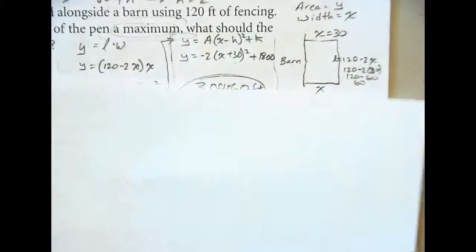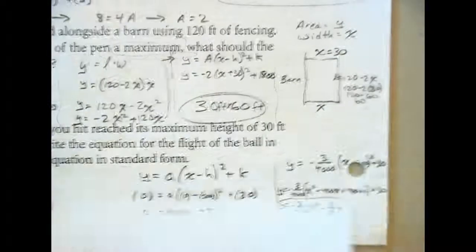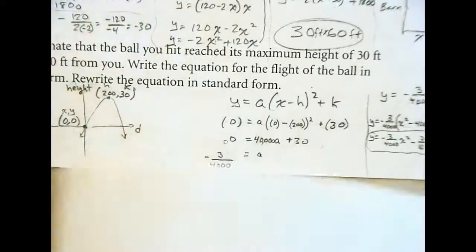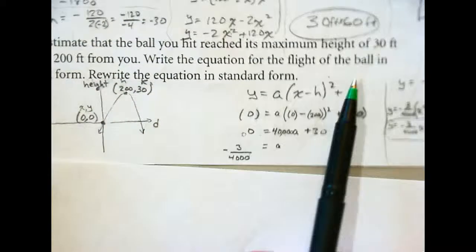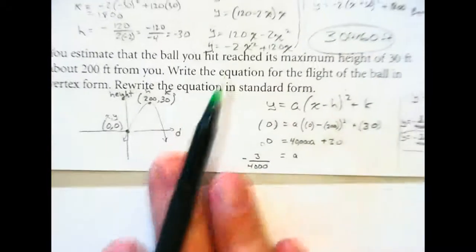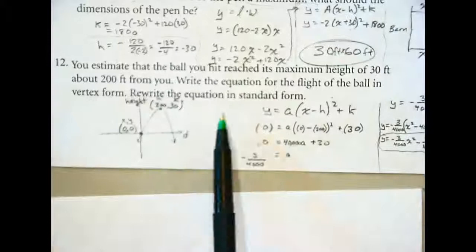I guess I should have said, are there any questions on 11 first? Or start 12? Okay, 12. You estimate the ball you hit reached its maximum height of 30 feet, about 200 feet from you. Write the equation for the flight of the ball in vertex form. Then rewrite it in standard form.